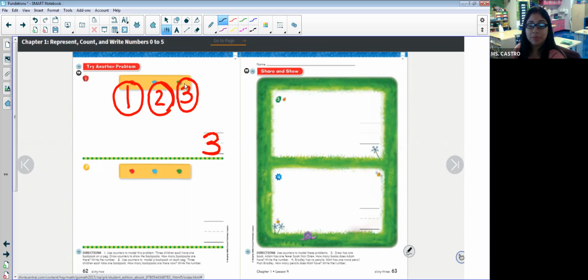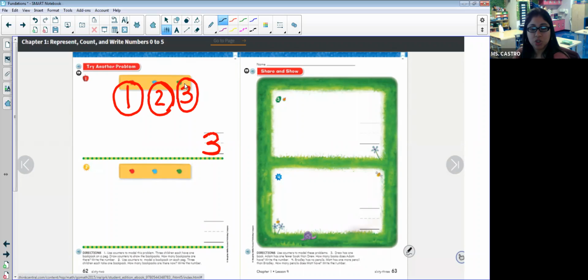Now, problem 2, we're not going to copy what we did in number 1 because the instructions for problem number 2 are totally different. So number 2 on the bottom where the yellow sun is, this is what it says. Use counters to model a backpack on each peg. So again, we don't have counters. So we're gonna use circles just like we did. 3 children each take 1 backpack. How many backpacks are there now?